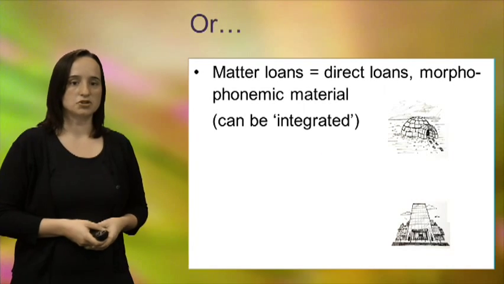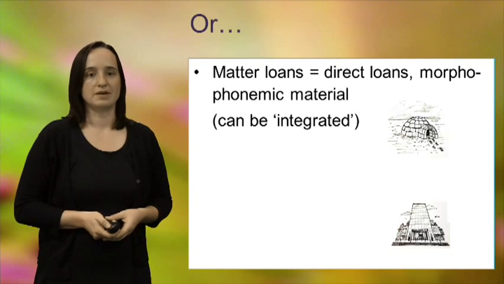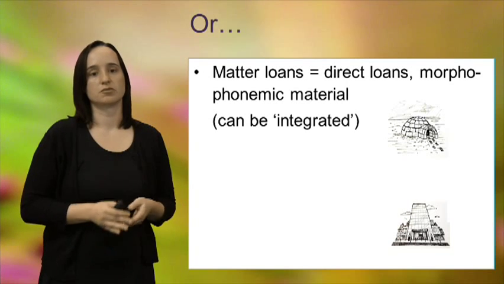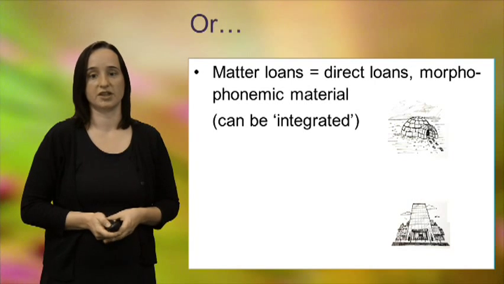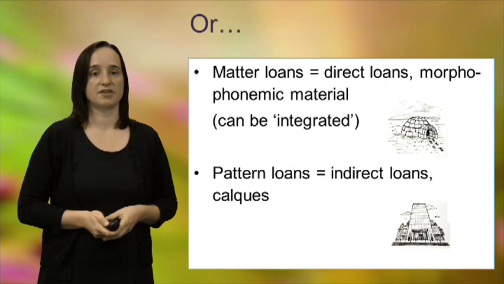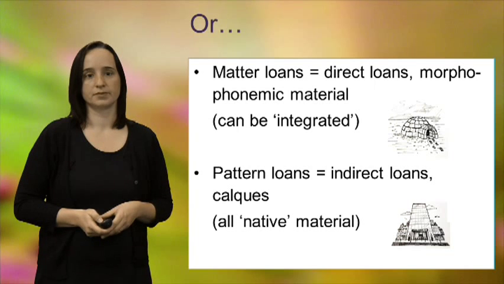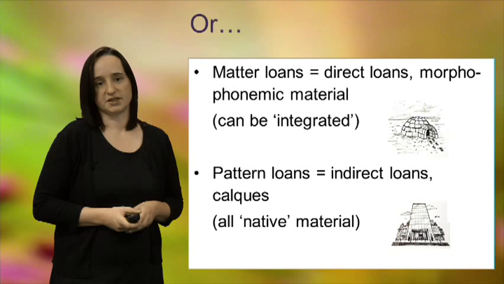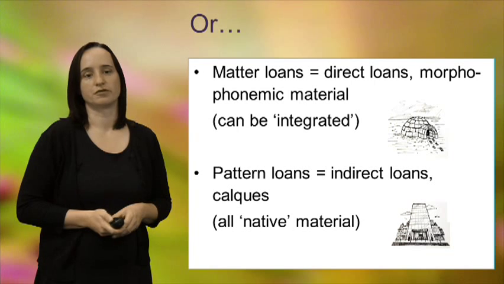Okay, so matter loans we can also call direct loans, or borrowing of morphophonemic material. So elements from one language are taken over into another. We've got elements from Greenlandic that are taken over into English. And these can be integrated, and we'll come to that in a bit. Pattern loans, on the other hand, are indirect loans. Sometimes we call them calques. In calques, it's usually all native material that is used.